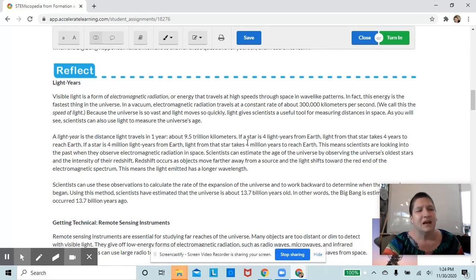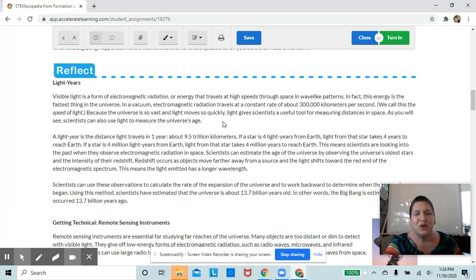Light years. Visible light is a form of electromagnetic radiation, or energy that travels at super high speeds through space in wavelength patterns. In fact, this energy is the fastest thing in the universe. In a vacuum, electromagnetic radiation travels at a constant rate of about 300,000 kilometers per second. It's the speed of light.